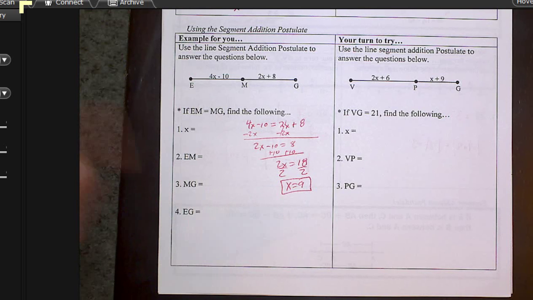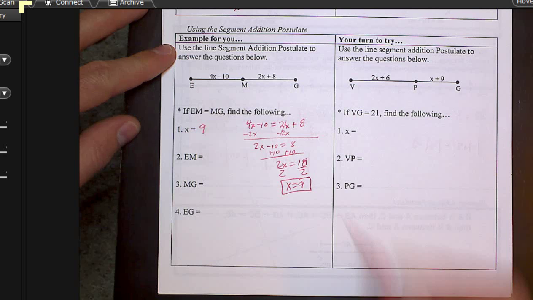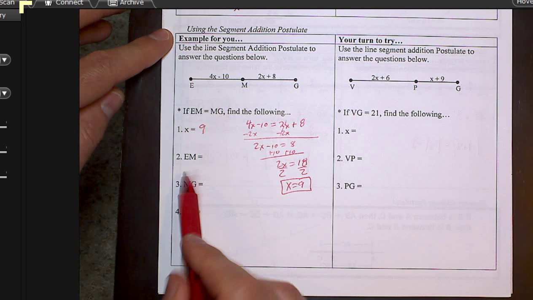We actually have to find 4 different answers to this problem. The first one is x, so that's nice. We just found that to be 9. We can fill that in. Now number 2 says we got to find EM.